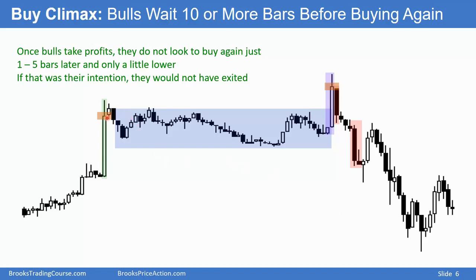If you're a strong bull taking profits here or here, you're not looking to buy again on the next bar. You're probably going to wait 10 bars, 20 bars to give a chance to the bears. Will the bears be able to reverse the trend? If they are, the strong bulls are not going to buy. If the bears are not able to reverse the trend and instead the market simply goes sideways, then the bulls will be willing to buy again. Again, the bulls take profits because the market might go sideways or it might reverse. And they don't want to be holding onto their trade and have all of their profits disappear.